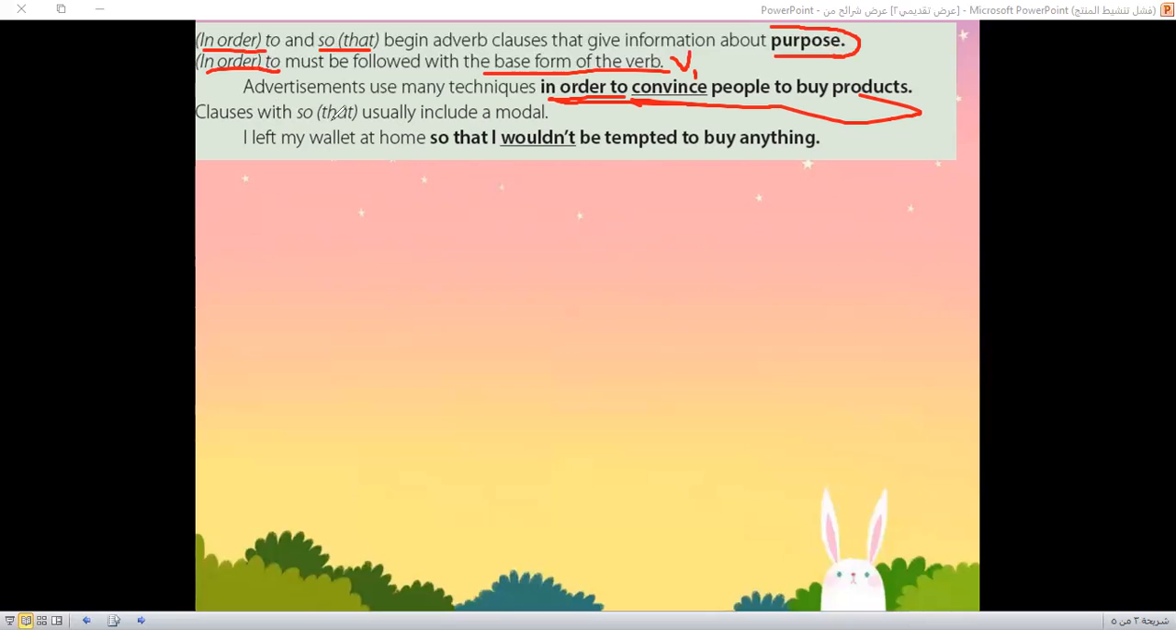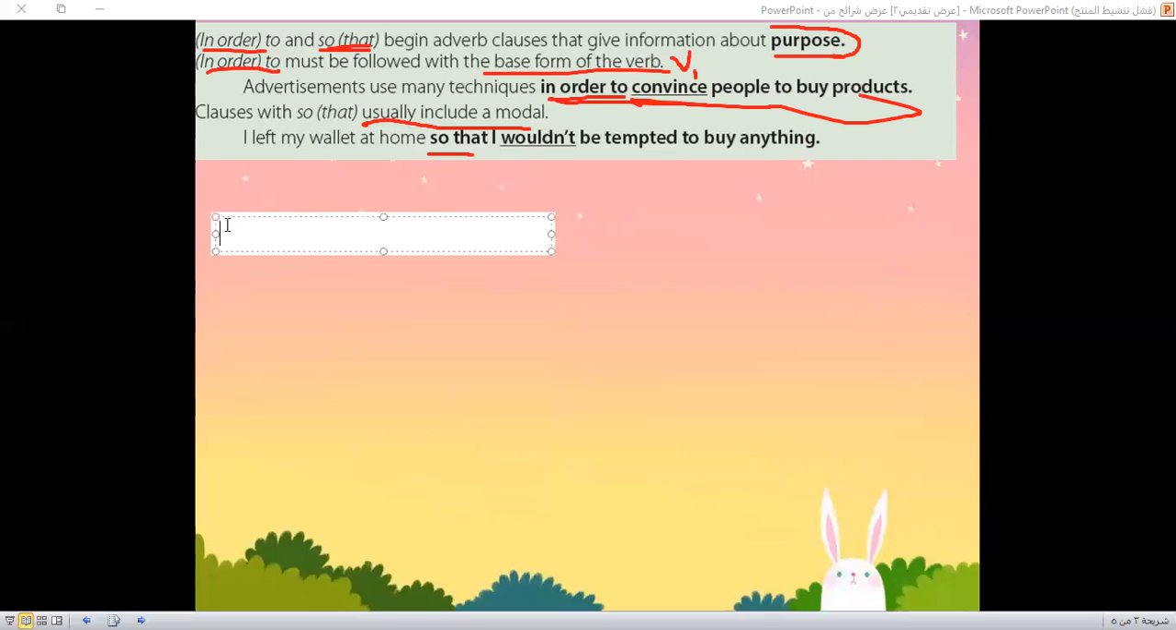Clauses with so that usually include a modal. Modal يعني ماذا؟ يعني would, will, can, could. For example, I left my wallet at home so that I wouldn't be tempted to buy anything. I left my wallet at home. Why is that? Or what is the purpose of that? There is a reason, or there is a purpose, so that I wouldn't be tempted to buy anything. You see? So that as we see here, and then he used the modal. Usually include the modal.